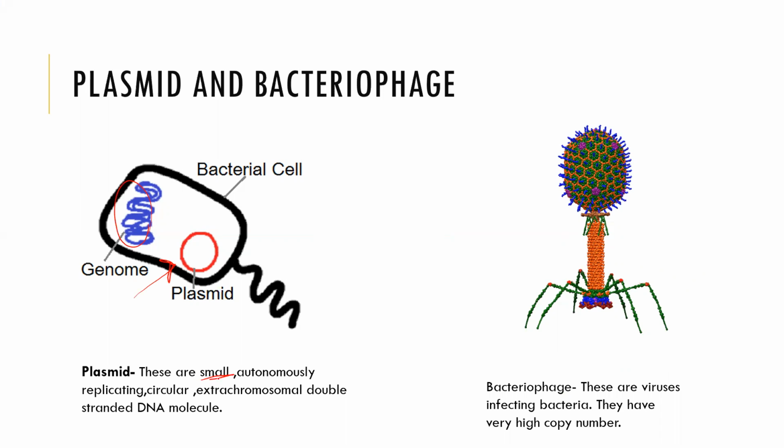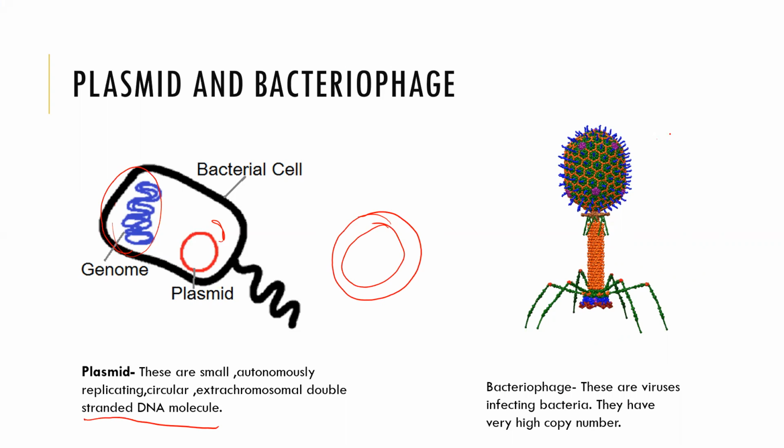These are small, autonomously replicating. They replicate by themselves. They do not require enzymes from the bacteria or from the chromosomal DNA. They have their enzymes located within them, and they are circular and extra chromosomal double stranded DNA molecules. They are extra because there is already a chromosomal DNA present here. So they are something that is extra in the bacterial cell, and they are double stranded DNA molecules. So this is one strand of the plasmid, and this is the other strand of the plasmid. So they are double stranded DNA molecules.